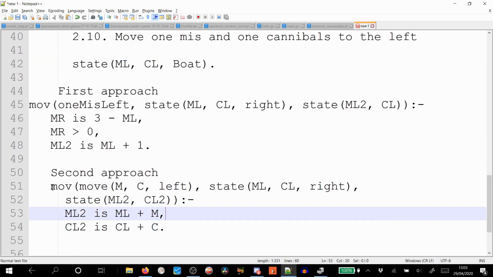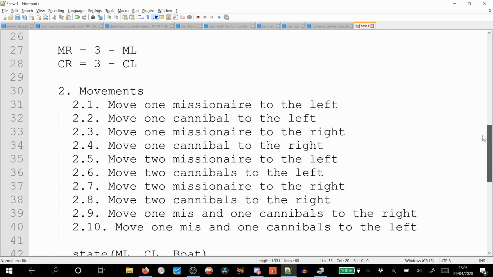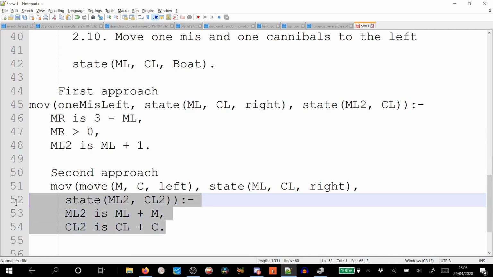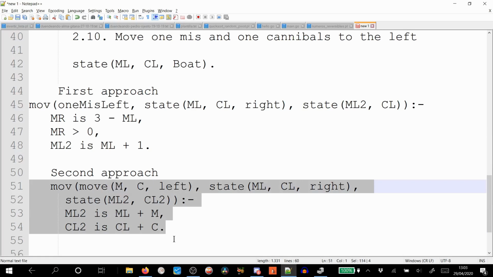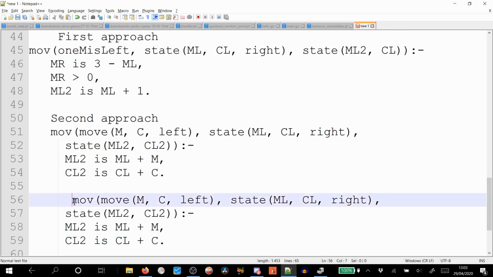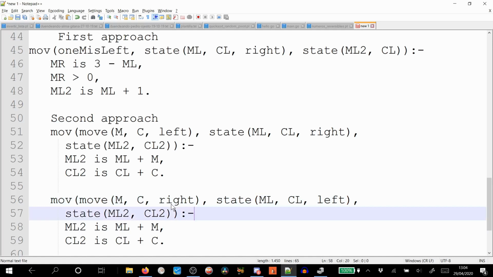You see the idea? Instead of writing 10 different movements, we are going to write only 2: the movement to the left and the movement to the right. If I copy that, now I can say, okay, let's move to the right. To move to the right, both have to be in the left side. What means how we can calculate the new number.